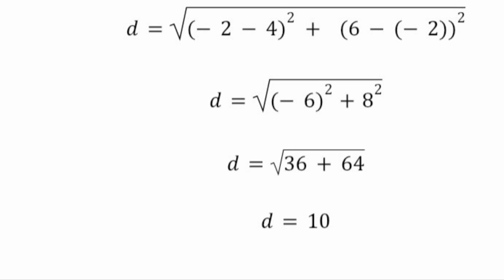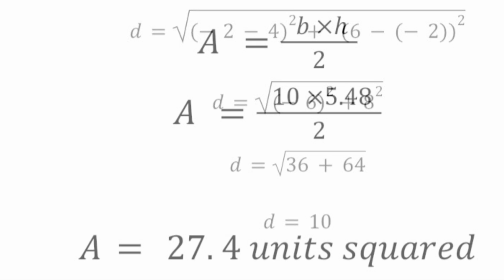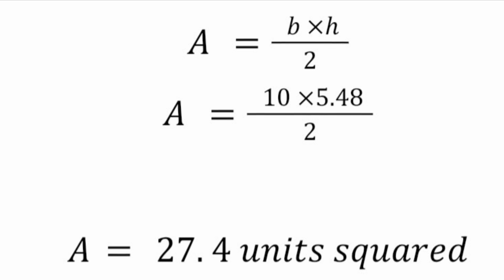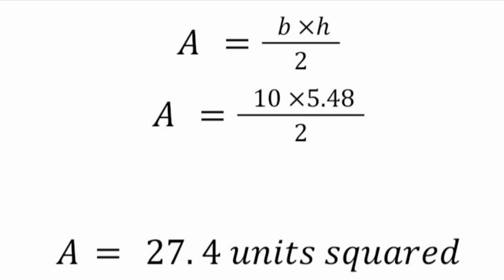So now I need to use the area formula as the last step. And when I use the area formula, base times height divided by 2, I can find the area of this triangle. Here is my final step. Base times height divided by 2 gives me an area of 27.4 units squared.